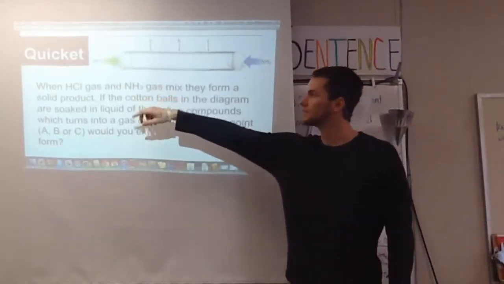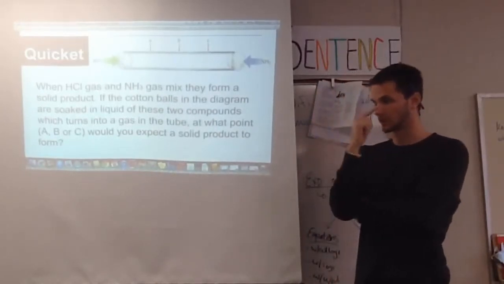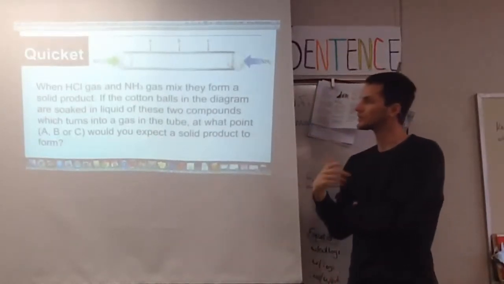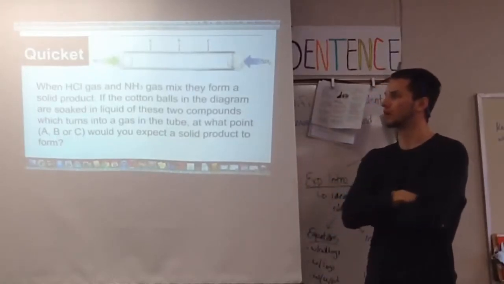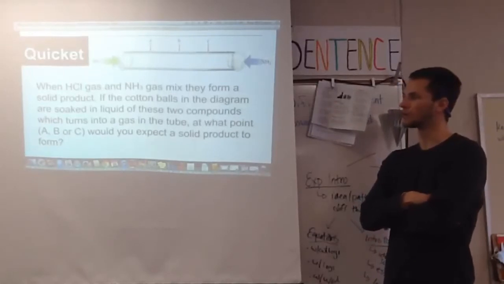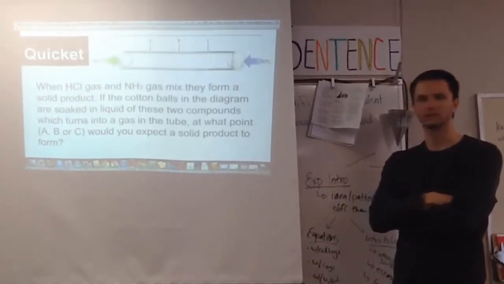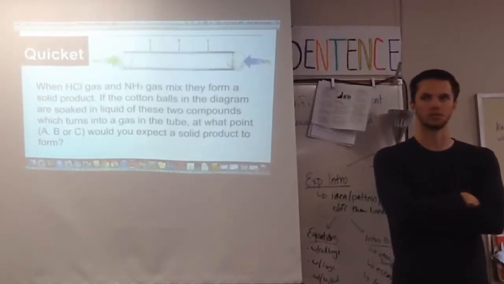So when HCl gas and NH3 gas mix, they form a solid product, which we can see with our eyes. If the cotton balls in the diagram are soaked in liquid of these 2 compounds, which turns into a gas in the tube, at what point, A, B, or C, would you expect the solid product to form?